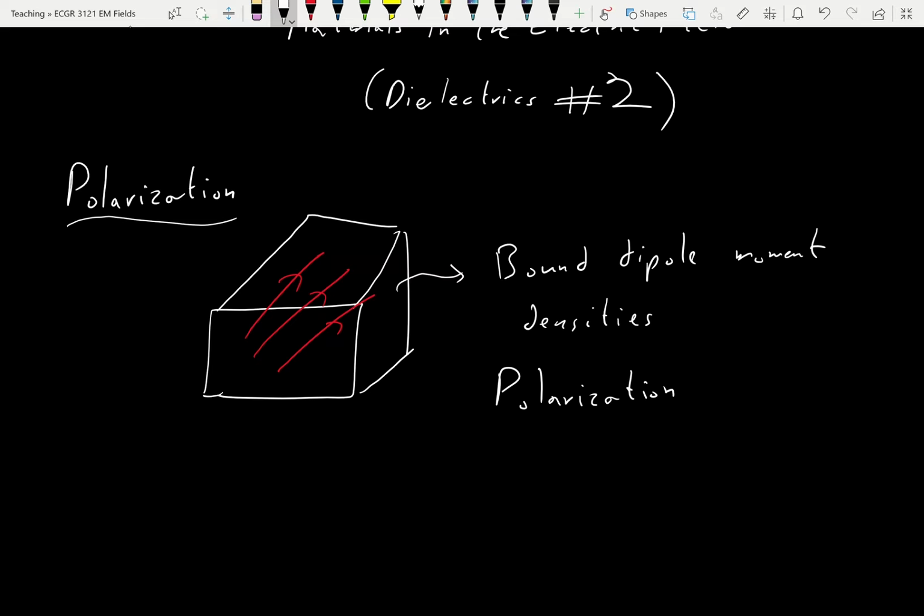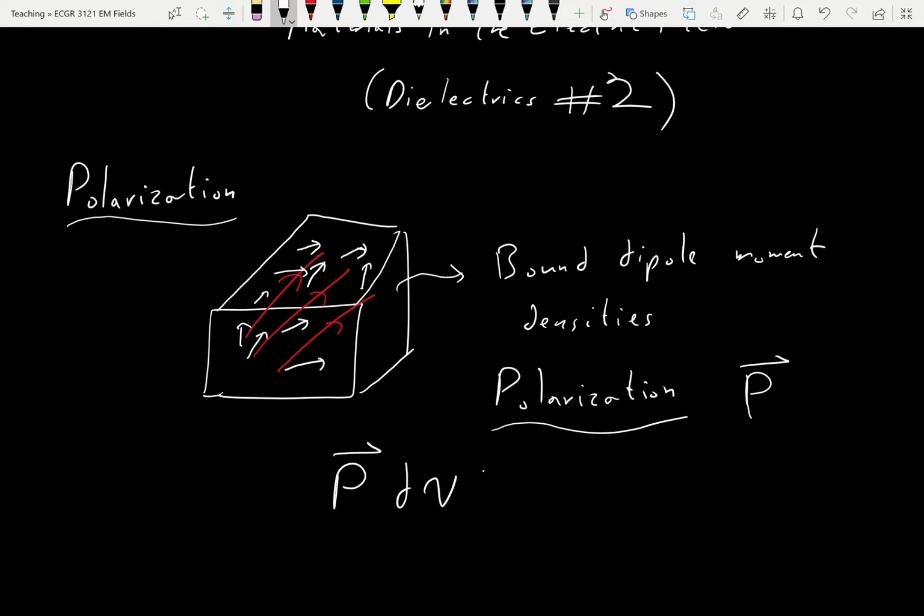So there are like dipole moments represented by arrows in the material, and there are like an infinite amount of them. It's like a distribution of dipoles, and the polarization vector is a quantification of the dipole moment density. Right? So if you take the polarization vector and multiply it by a volume element, I use prime to indicate that it's like a source, right? You get a dipole moment.